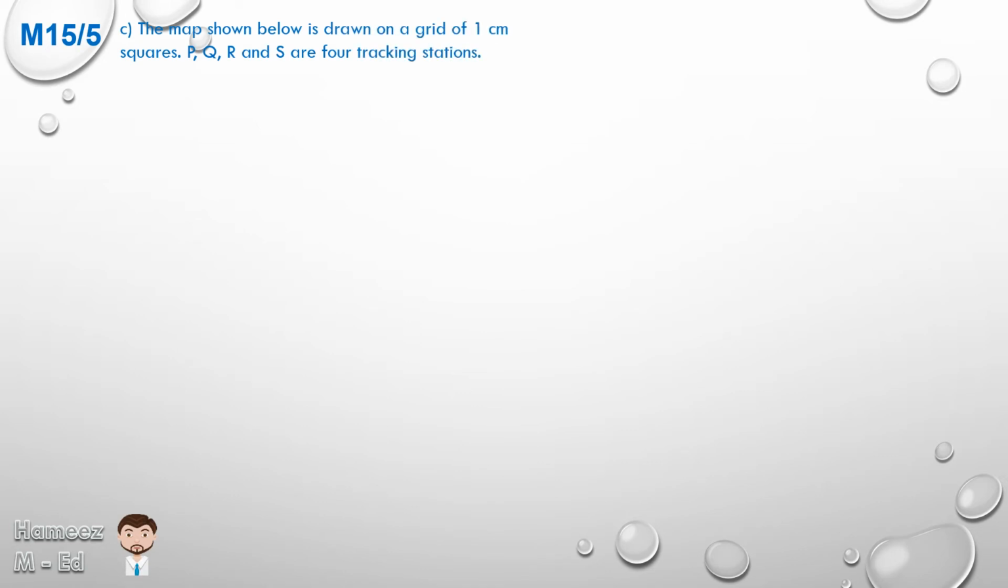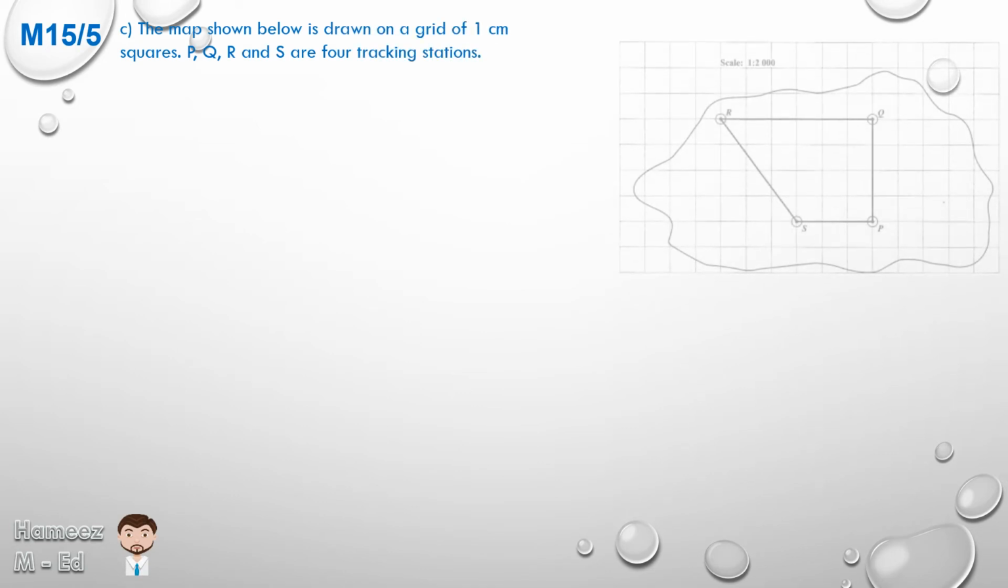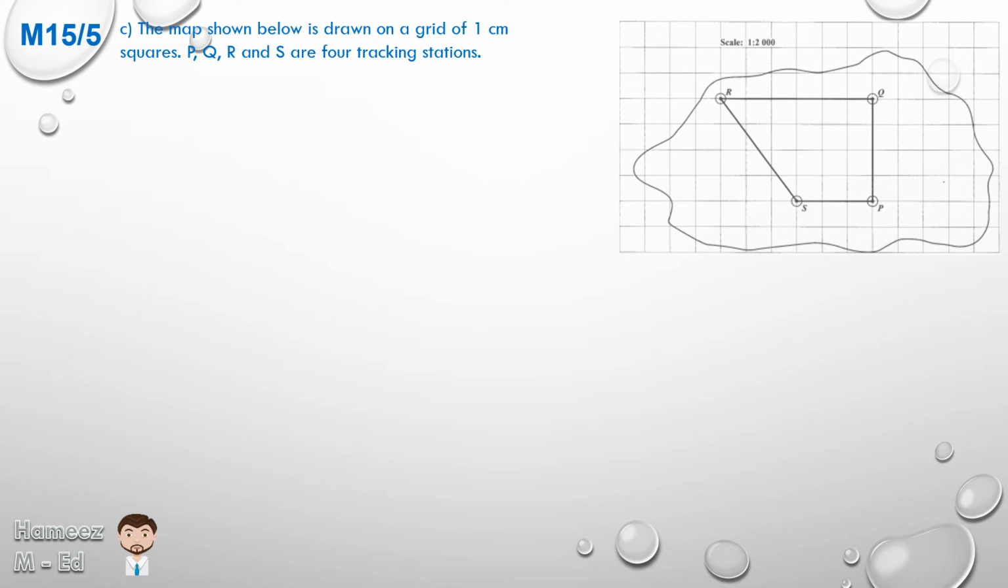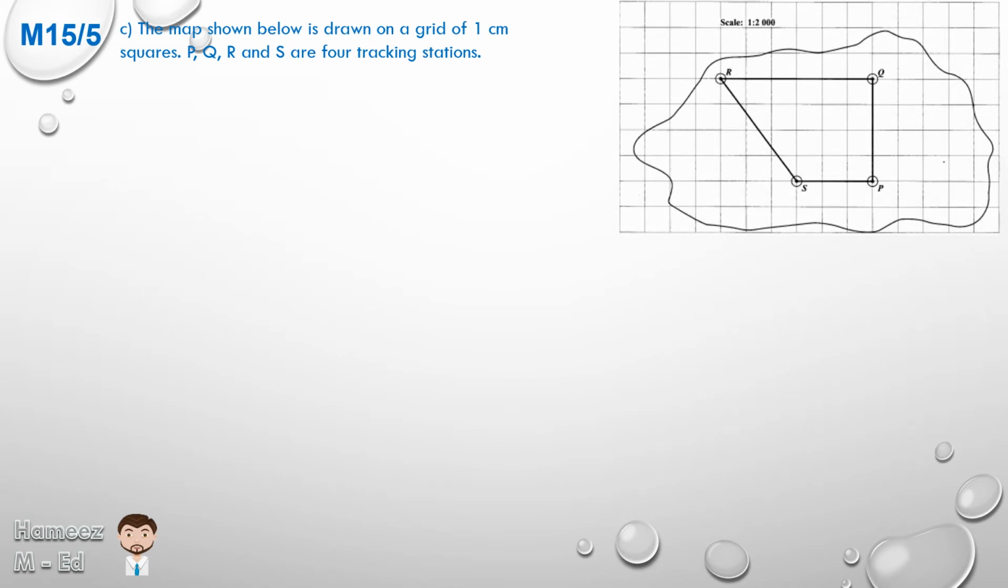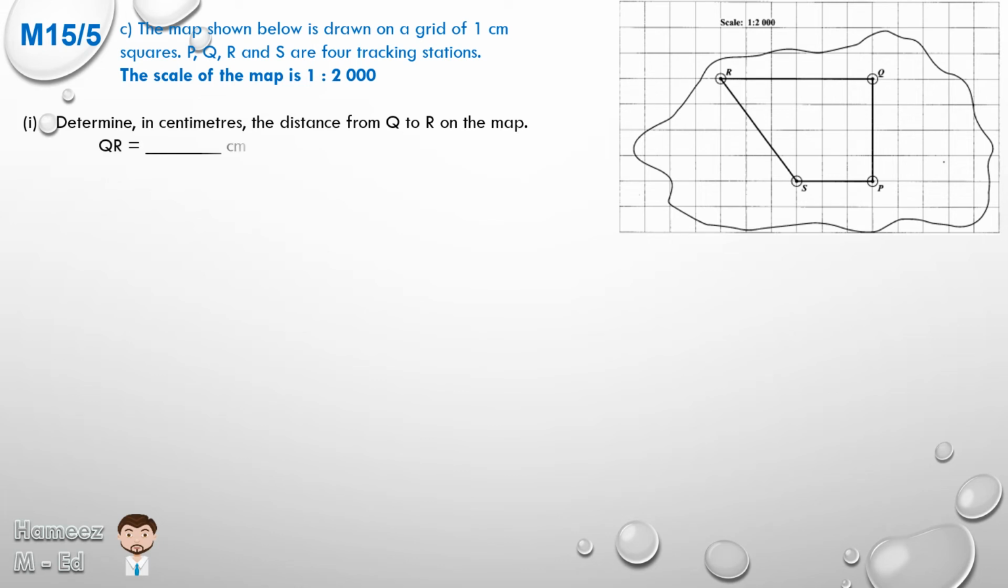May 2015, number 5C. The map shown is drawn on a grid of 1 centimeter squares. P, Q, R, and S are 4 tracking stations. The scale of the map is 1 to 2000. Part 1. Determine in centimeters the distance from Q to R on the map.